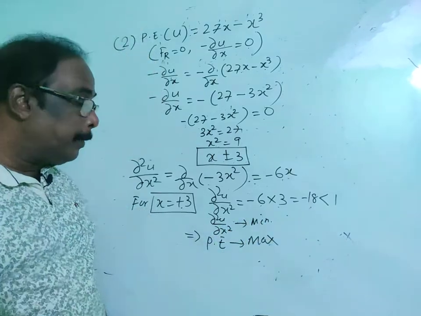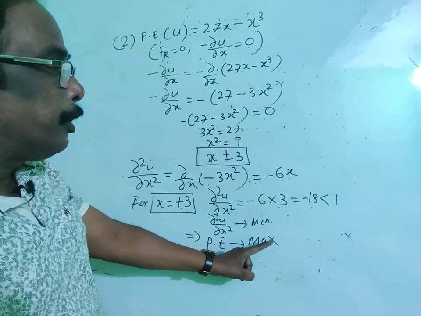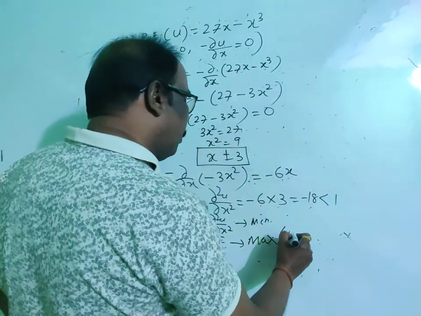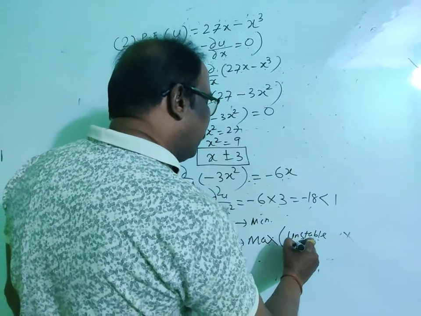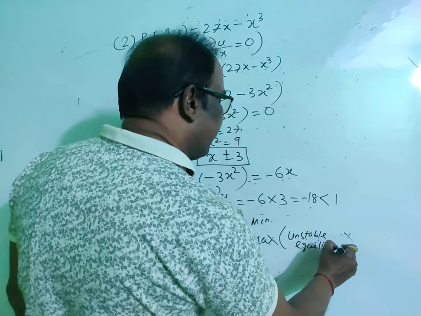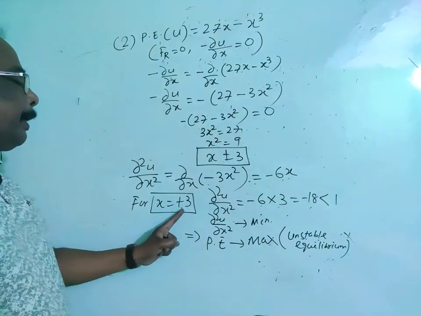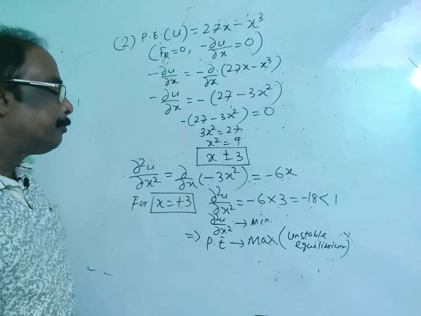If d square u by dx square is less than 0, then potential energy is maximum, and this shows the position of unstable equilibrium. So at position plus 3, potential energy is maximum.